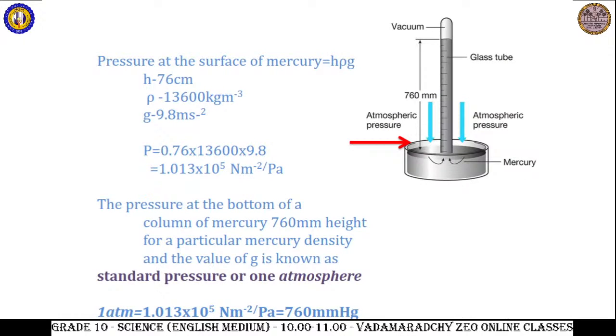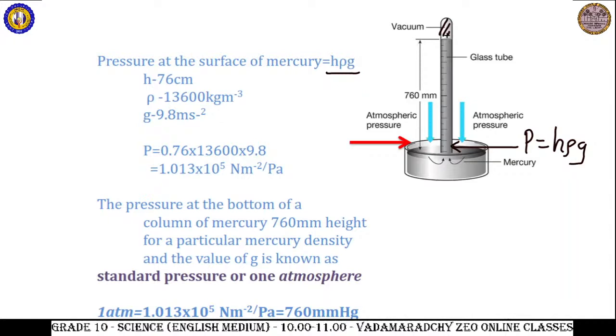Now, as we have already formulated the formula for the measurement of hydraulic pressure, that is, pressure is equal to h rho g. With our studied knowledge, we can find the pressure at the surface of the mercury. We already know the formula P = h rho g. This is a vacuum, so there is no pressure in the vacuum.